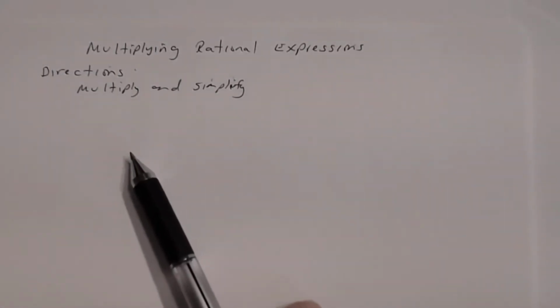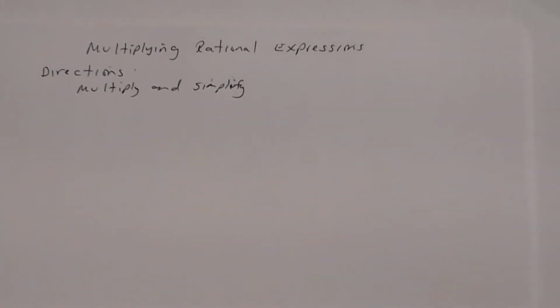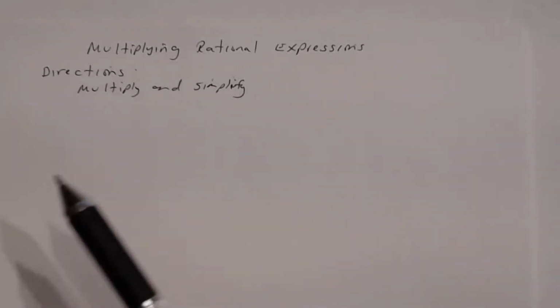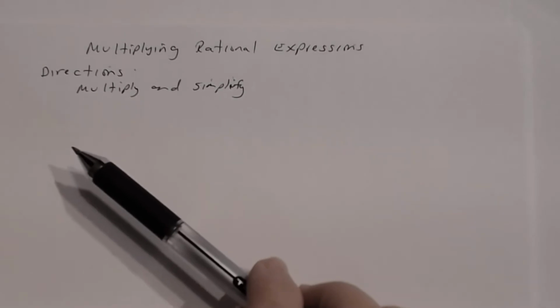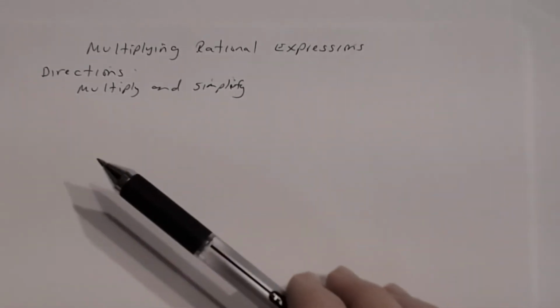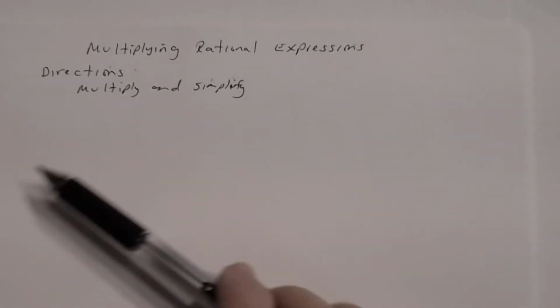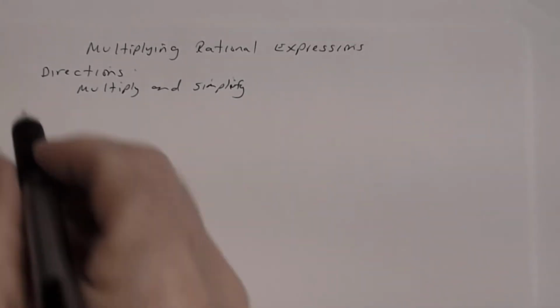So basically, the problems we're going to be involved with will be rational expressions where the factors are just monomial factors. That's why I asked you to go back and review that lesson on simplifying rational expressions. So let's look at the first example. The directions will say multiply and simplify.